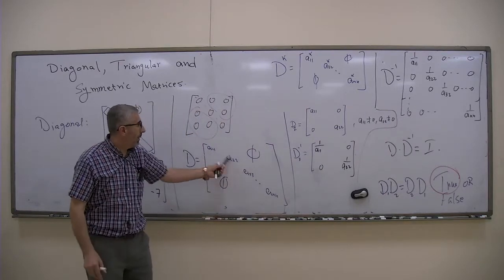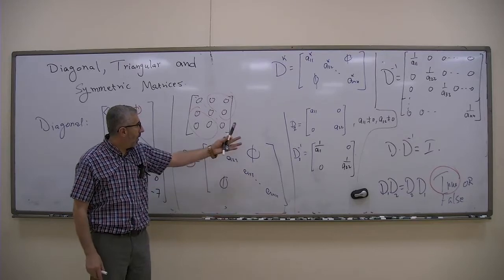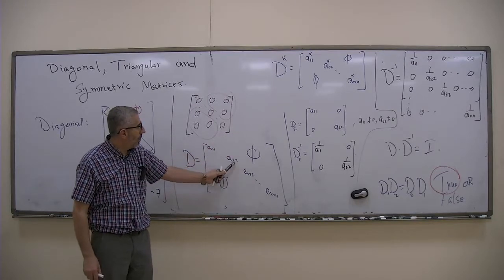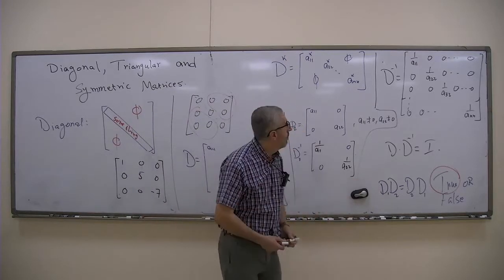Do it. Do the multiplication. In general, do the multiplication. If you have this one and you have another diagonal matrix that is B11, B22, and do the multiplication right away, you see it is commutative. Okay?